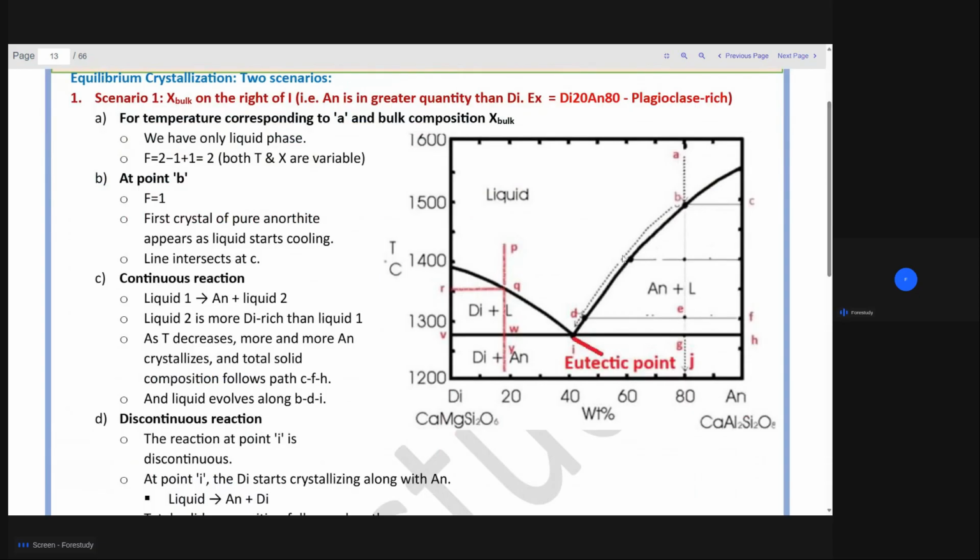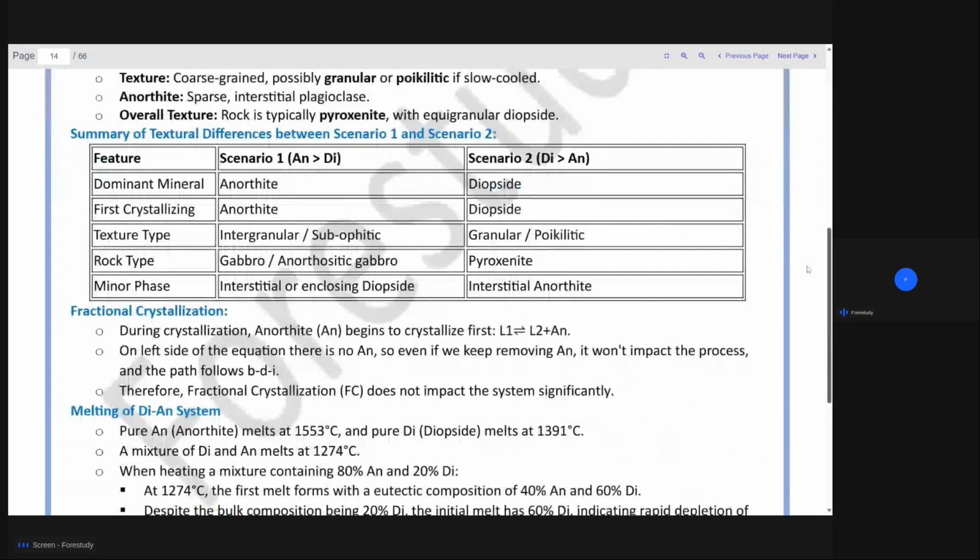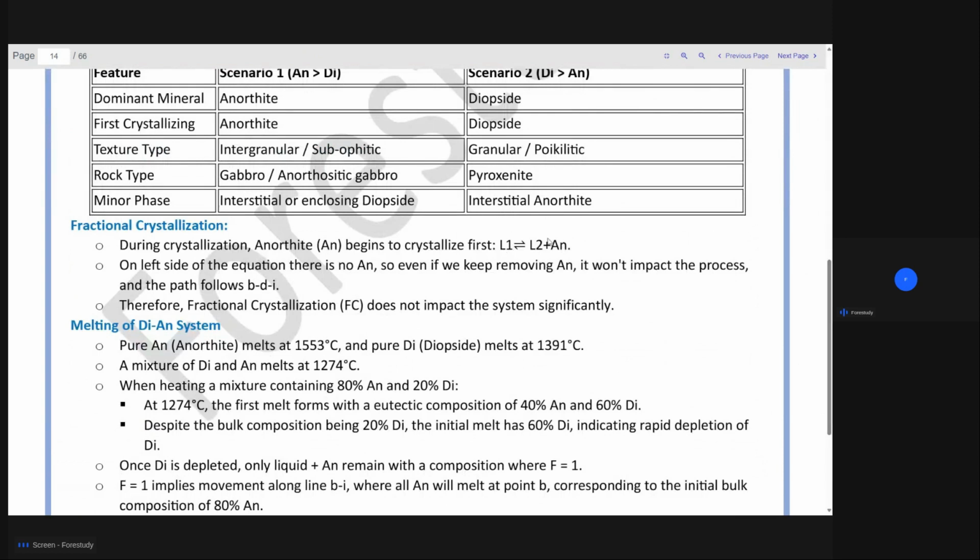So again, it will give anorthite and we are taking anorthite out. Since there is no anorthite on the left-hand side of the reaction, that is, the liquid is giving a liquid too, even if we take out anorthite, nothing will happen. The liquid will remain the same. That is the reason why it will follow the same path. Therefore, fractional crystallization (FC) does not impact the system significantly.